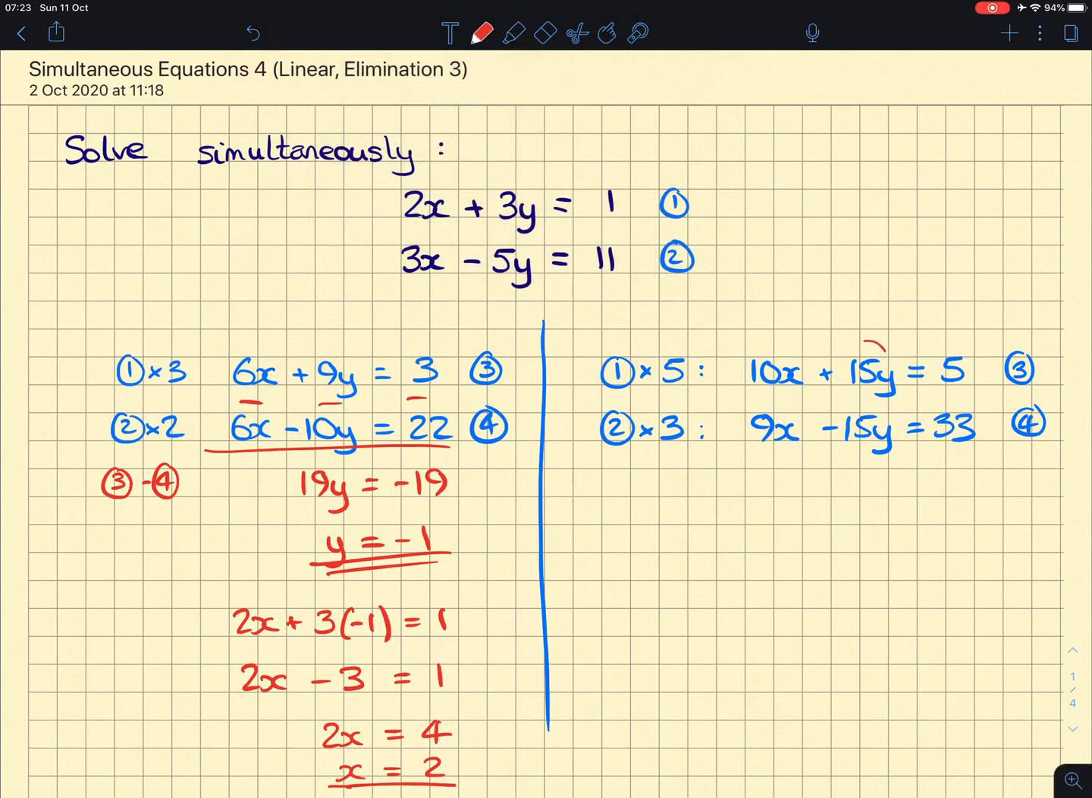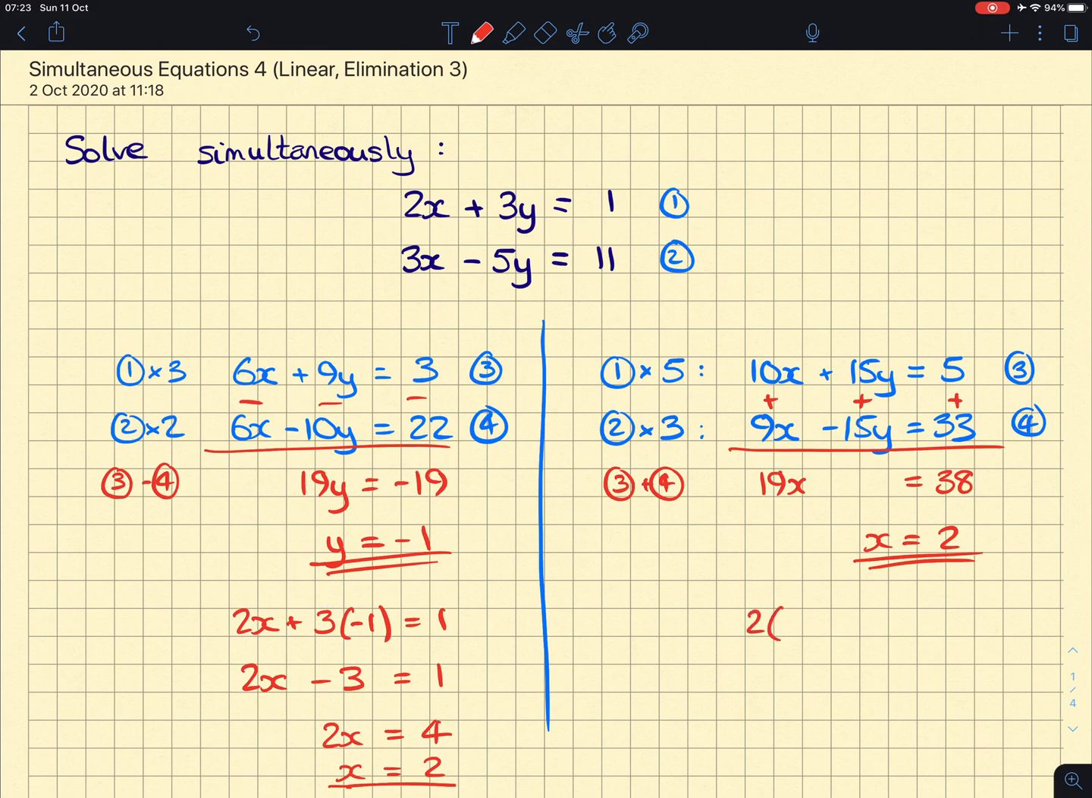Then, in order to make the opposites cancel each other out, we're going to have to add these together, which means we're going to do 3 plus 4. And then 10x plus 9x gives us 19x. The y's cancel, and then 33 plus 5, we're going to get 38. Divide both sides by 19, we'll get x is 2. And then sub it back into, again, that first equation.